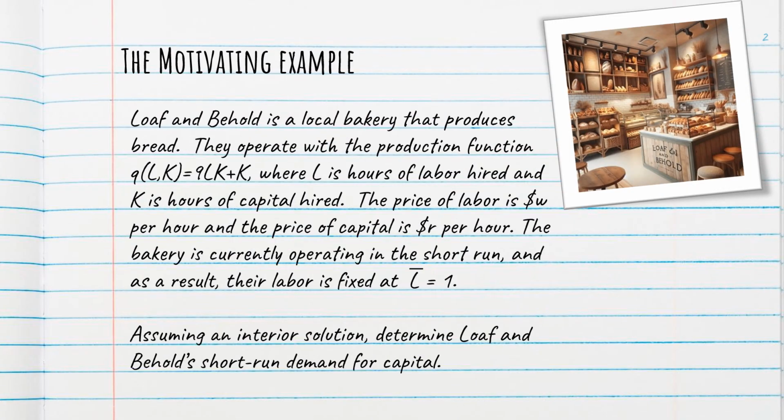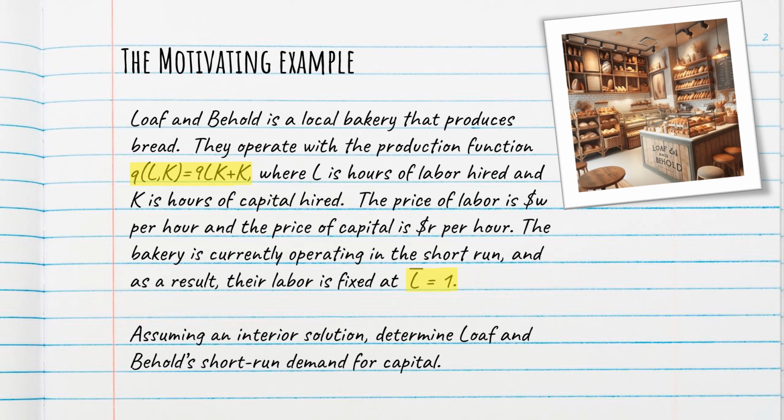So let's imagine that Loaf and Behold is a local bakery that produces bread. They operate with their production function 9L times K plus K, where, as usual, L is hours of labor hired and K is hours of capital. The price of labor is W and the price of capital is R. The bakery is currently operating in the short run, and as a result, their labor is fixed at 1 unit.